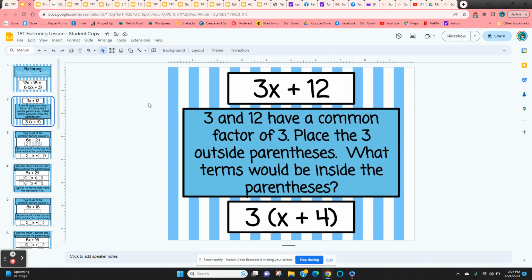So here's the first example, 3x plus 12. They have a common factor of 3, so we're going to put the 3 outside the parentheses and then figure out what goes inside the parentheses to create this expression. So if 3 is outside the parentheses, in order to create 3x, this first term has to be an x, and to get 12, the second term has to be a 4.